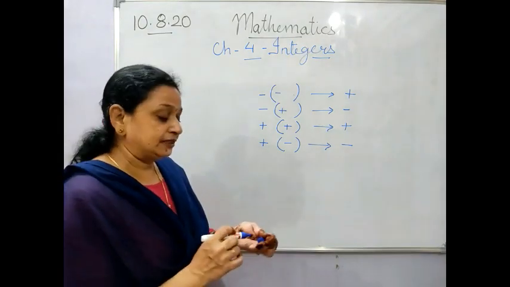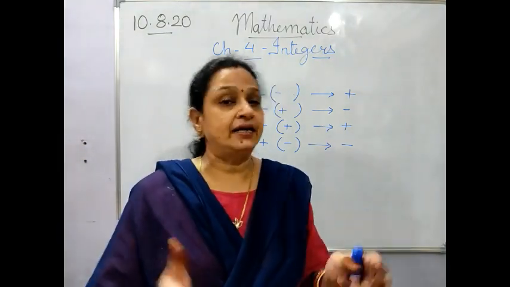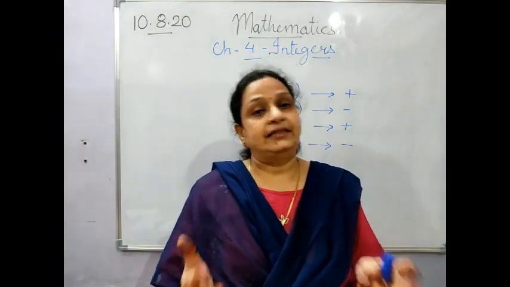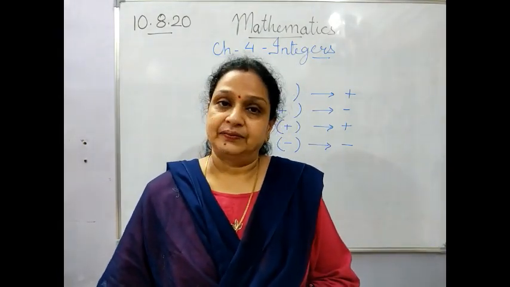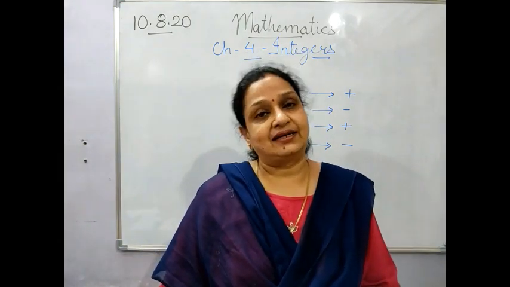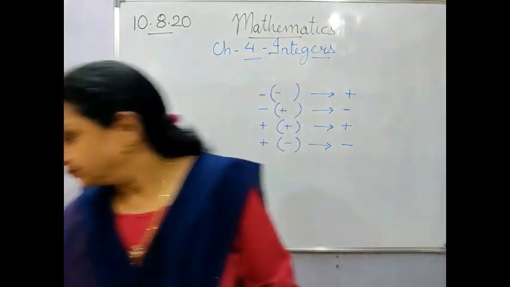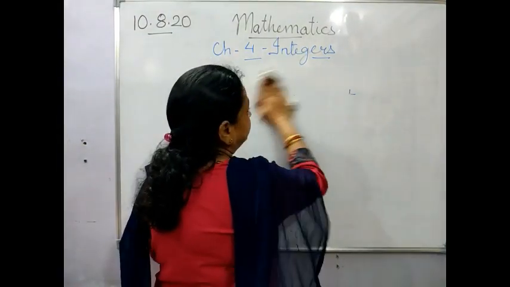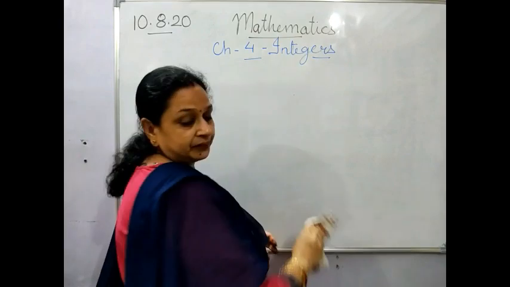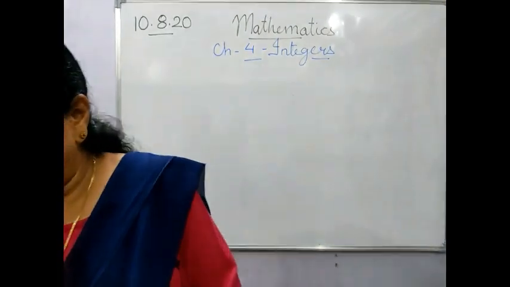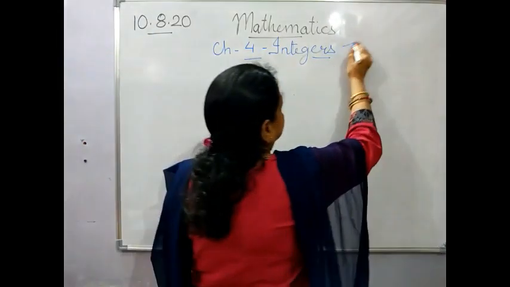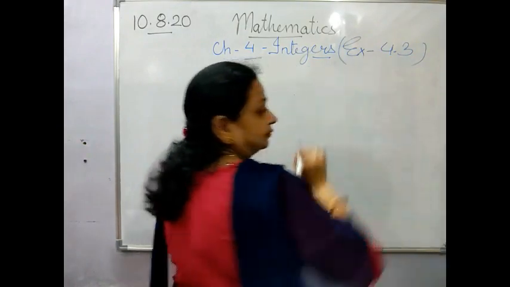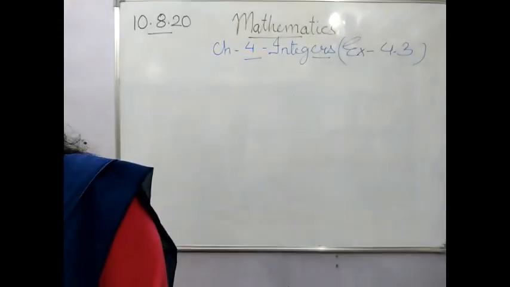If like signs are there, we add the digits. Okay. If unlike signs are there, then we subtract the digits. Hope this is clear. Now we start exercise 4.3. So please have your book in front of you, the pencil and a rough copy. So exercise 4.3. We will be doing all the sums.